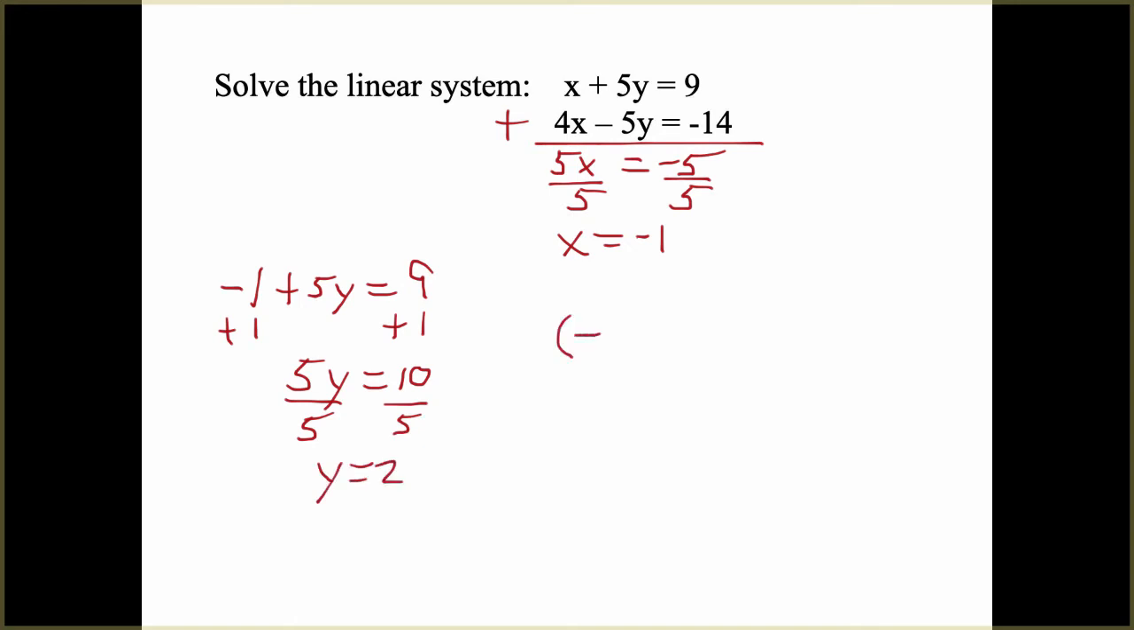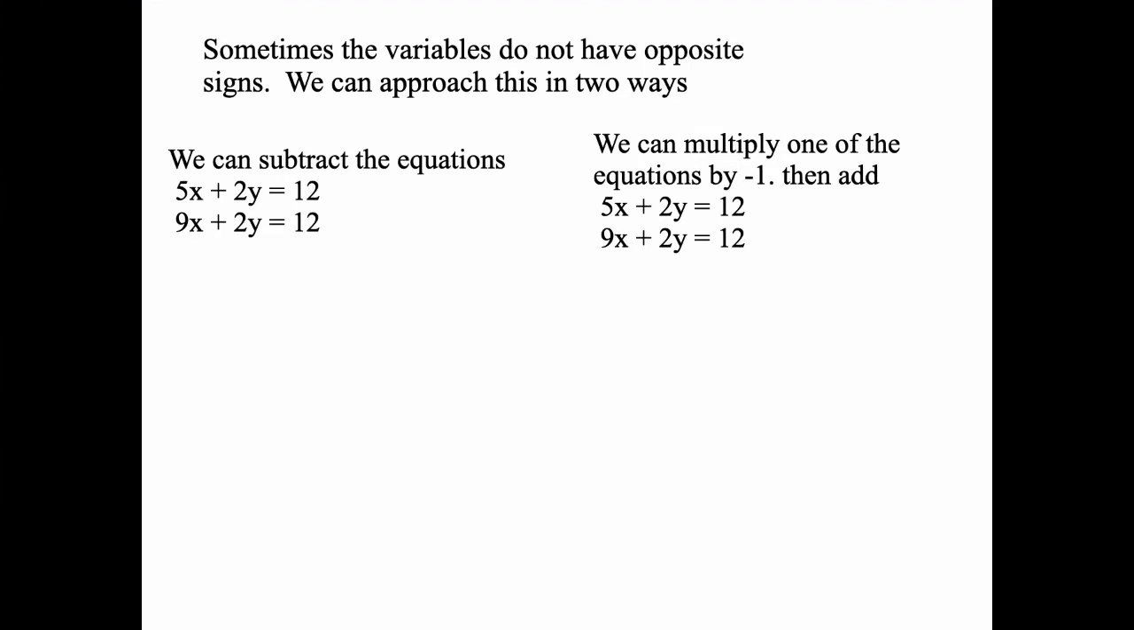So my answer is negative 1, 2. That is the ordered pair. That is the solution for this system. All right, so the first one we did, the variables had opposite signs. The y variable had a negative 5 and a 5, so that was really easy. All right, sometimes that doesn't happen.